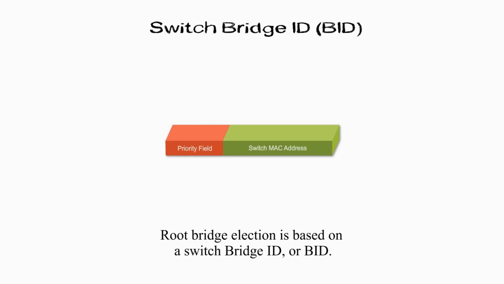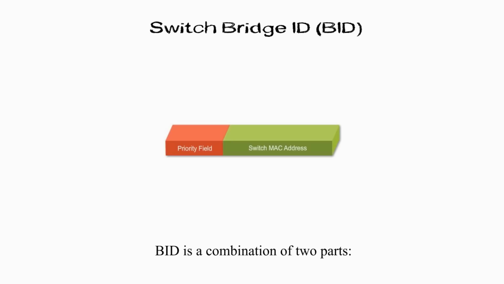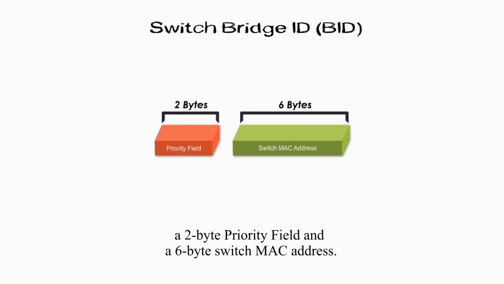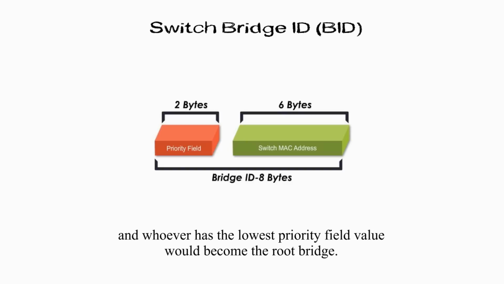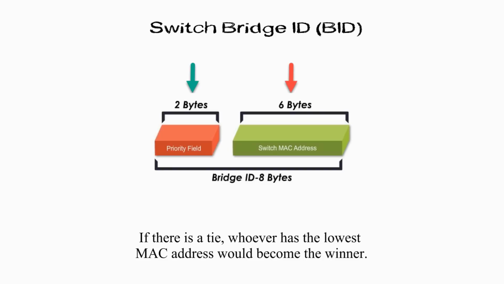Root bridge election is based on a switch's bridge ID, or BID. A BID is a combination of two parts, a 2-byte priority field and a 6-byte switch MAC address. So a bridge ID is an 8-byte value. The root bridge election process is simple. All interconnected switches exchange their BIDs, and whoever has the lowest priority field value becomes the root bridge. If there's a tie, whoever has the lowest MAC address becomes the winner.